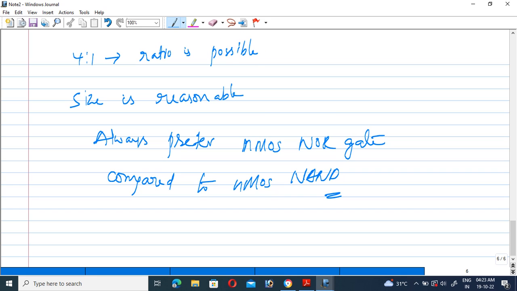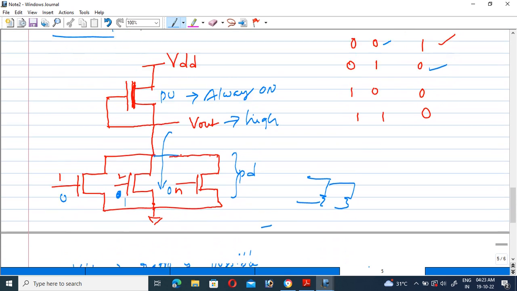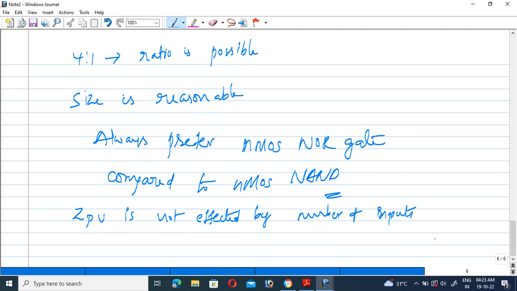Moreover, the pull-up network cannot be affected by the number of inputs. The impedance of the pull-up network, that is Zpu, is not affected by the number of inputs. That means if the number of inputs increases, the impedance of the pull-up network is also not affected. These are some of the very important points regarding the NOR gate realization, right? So it is very clear, I hope.